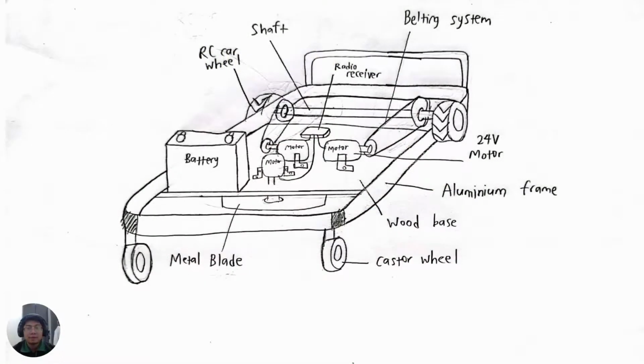Now I'm going to talk about the individual sketch design too. First of all, the chassis of this lawnmower is made out of aluminum alloy to ensure it is light. A caster wheel is fitted in front in order to make it more maneuverable. Then, a high voltage battery is used to power the 24-volt motor in order to spin the wheels. The transmission type used is a belting system. Then, the type of wheels used are RC vehicle wheels.